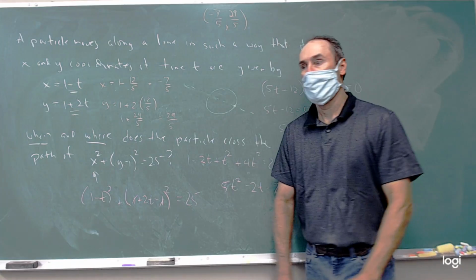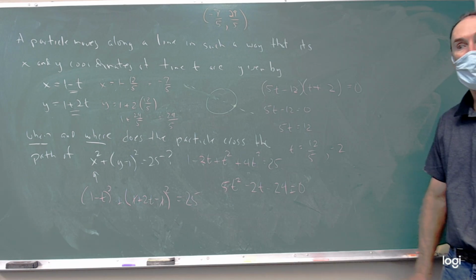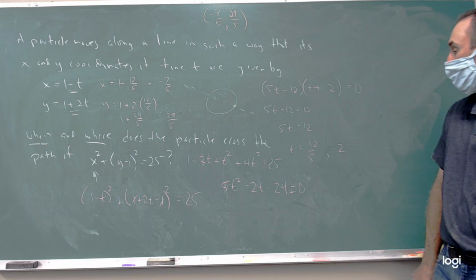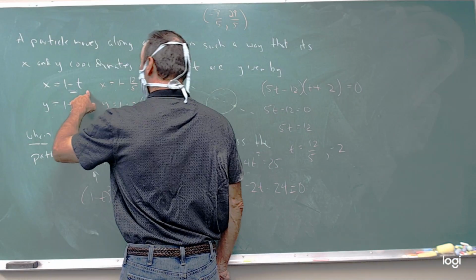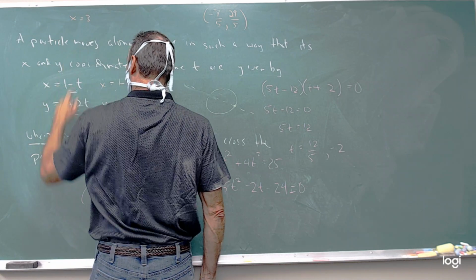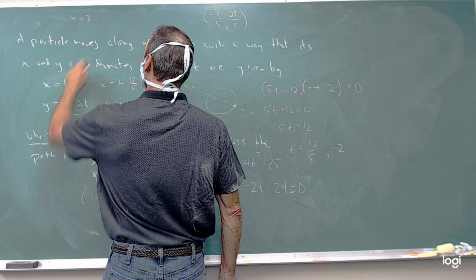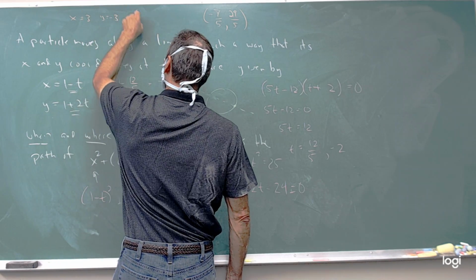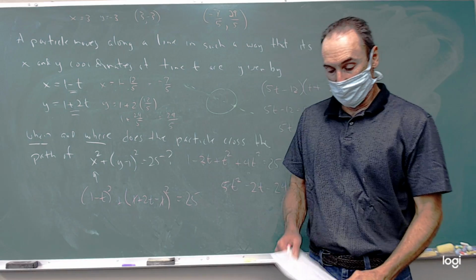It's going to be a location of where they cross. That's going to be at t equals 12/5. And at t equals -2, we're going to get x is 1 minus -2, which is 3, and y is -4 plus 1, which is -3. Getting 3, -3. Did I do that part right? Okay, well, am I about out of time?